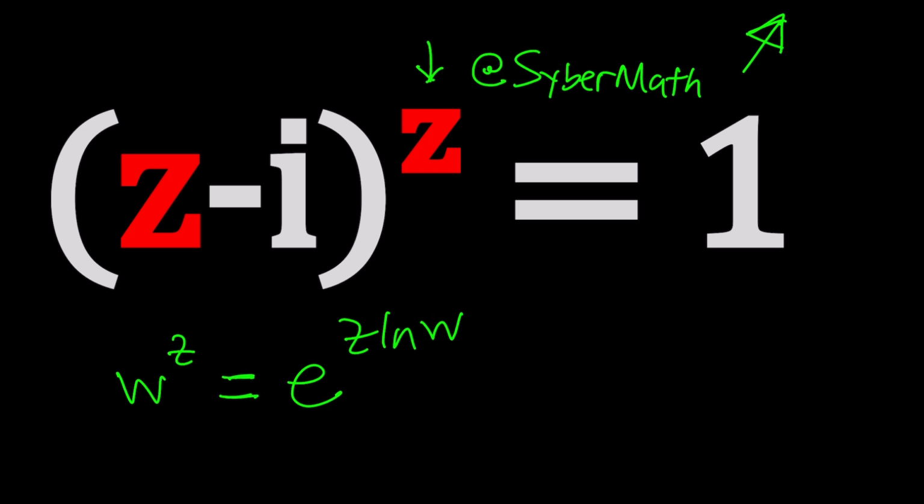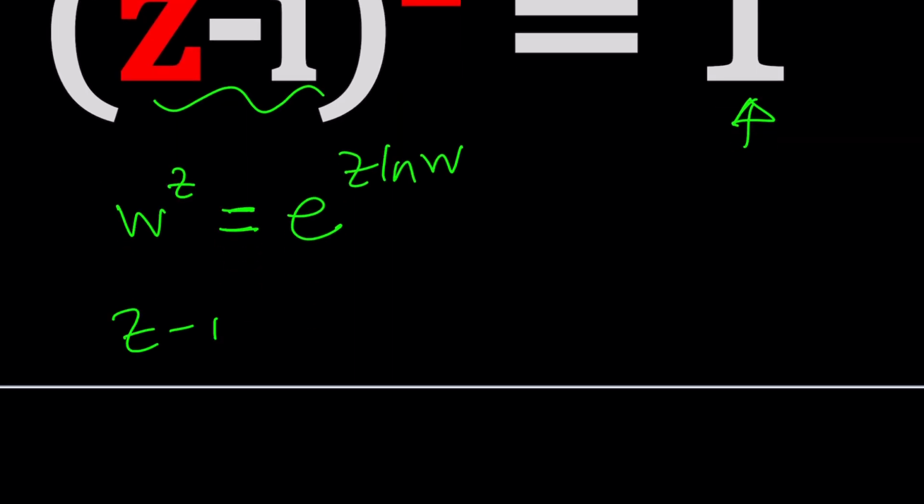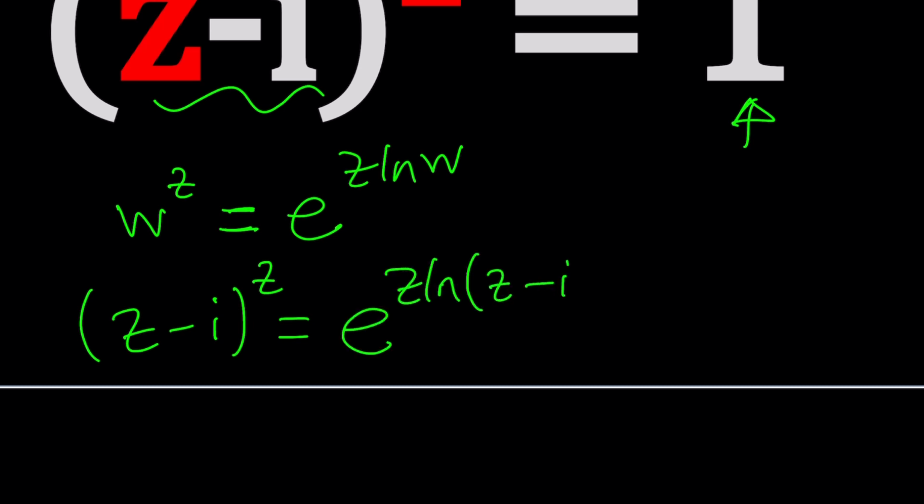So we have this conversion to Euler's formula or Euler's form because we could also write 1 that way. So that's a nice way to do it. This way we're not going to miss any solutions, hopefully. Let's do it. So in this case, w happens to be this. So z minus i to the power z can be written as e to the power z times ln(z minus i). And that's equal to 1.